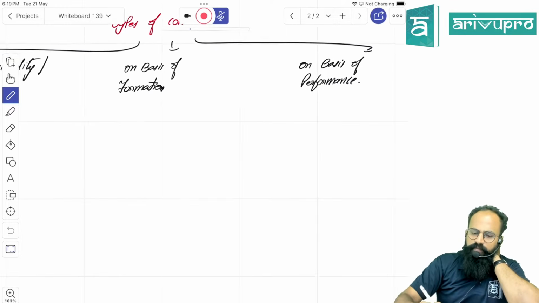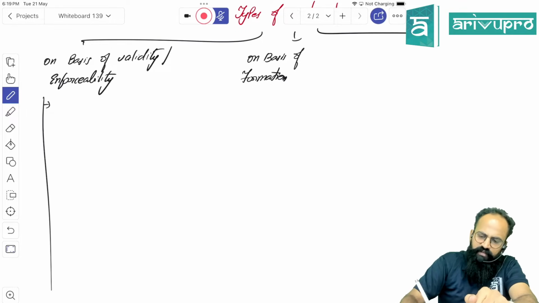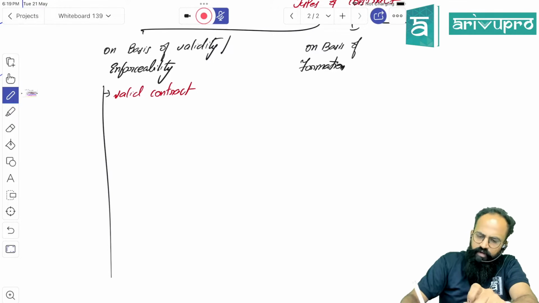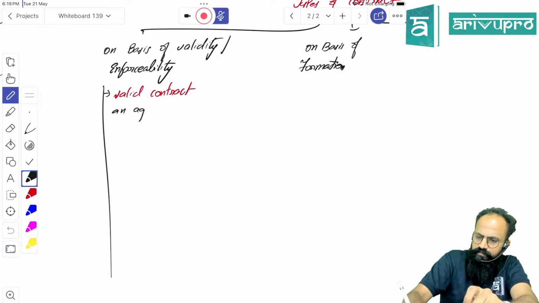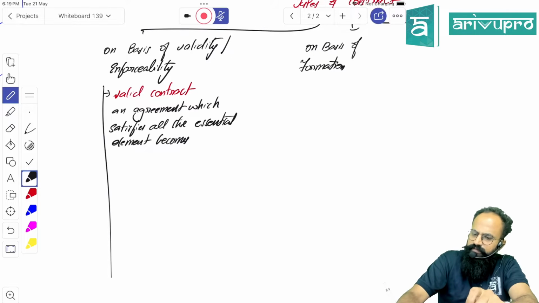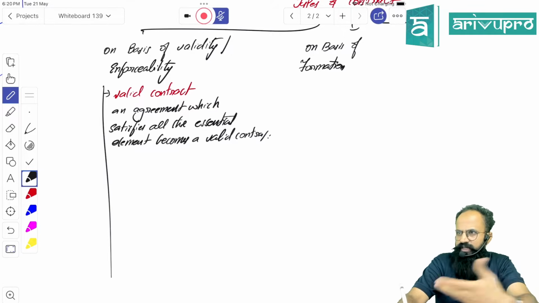Done now? Yes? Okay. On the basis of validity, a contract can be again divided into 5 types. The first one is called as valid contract. What is valid contract? An agreement which satisfies all the essential elements becomes a valid contract. Understood? Simple. That is nothing but, can I say, offer plus acceptance plus enforceable by law. That is what we have seen till now.